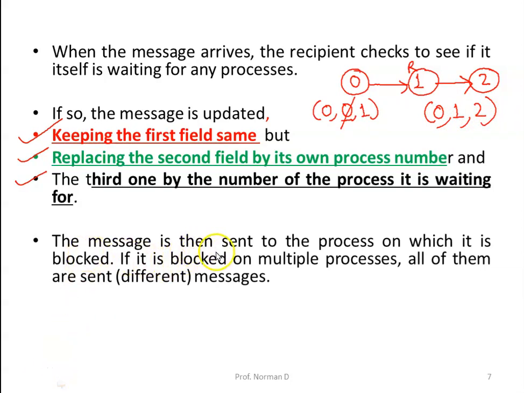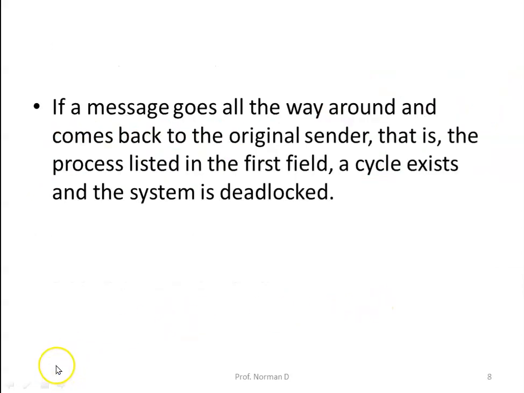The message is then sent to the process on which it is blocked. So in this case, if it is blocked on multiple processes, all of them are sent some different messages. Now what happens is, if a message goes all the way around and comes back to the original sender, that is the process listed in the first field. That means the initial blocking process was 0, and if the message goes through the entire chain and comes back to 0, that means a cycle exists, and in that case the system is in deadlock.